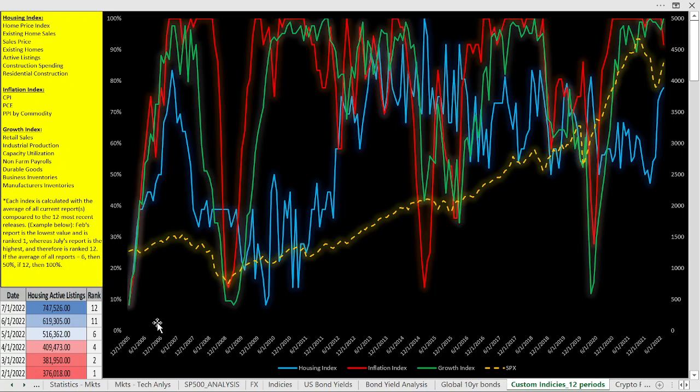Welcome back. I'd like to spend a little time today taking a look at one of our custom indicators. In particular, we have three lines on the chart over here. The blue line represents the housing index, the red line represents an inflation index, and the green line is a growth index. Now, on the left-hand side, we see the definition for each one of these indices.